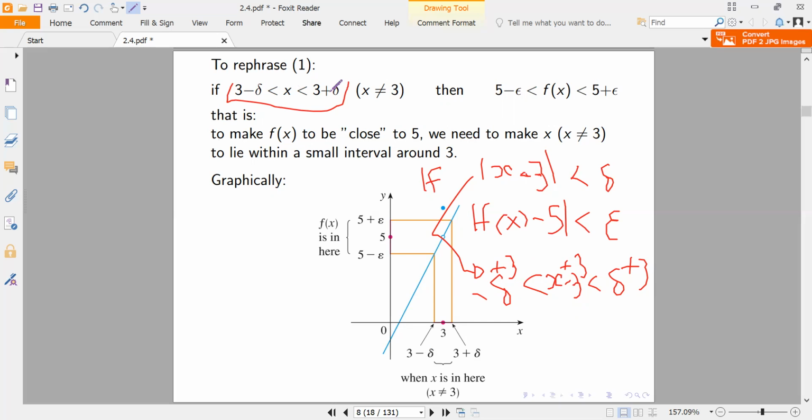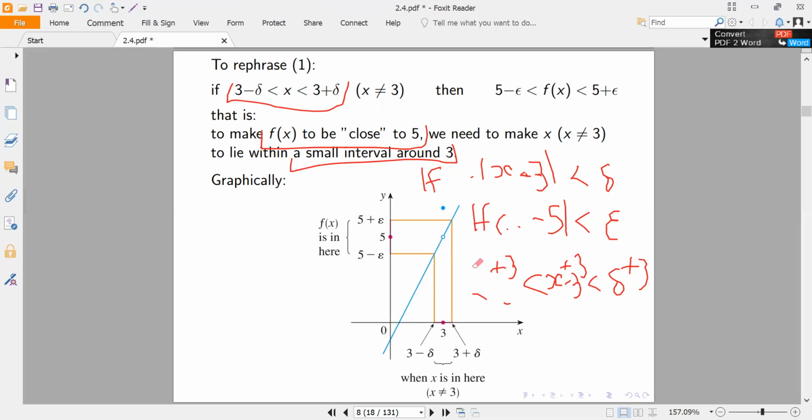To rephrase what we just said: if x is between 3 minus delta and 3 plus delta, then f of x will be within the distance of 5 minus epsilon and 5 plus epsilon. In other words, f of x is close to 5 if we take x to be within an interval around 3. To use a graph to explain this, let me erase what we have here so that it doesn't disturb the graph, so that I can explain exactly what we've been saying.